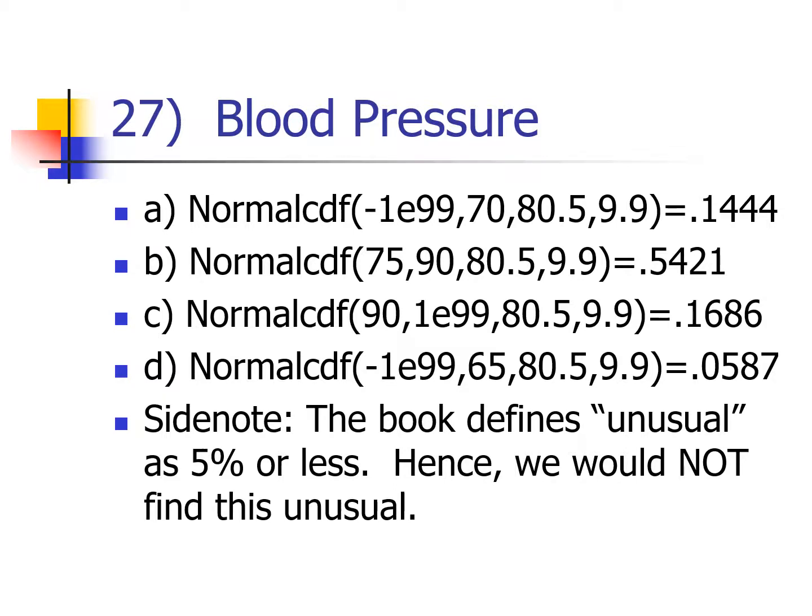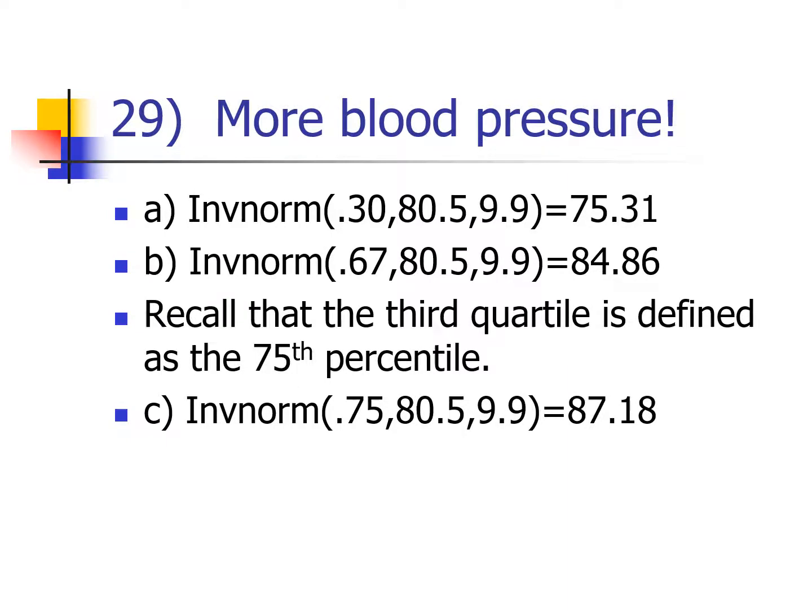Now also notice the book kind of skips things. Problem 27 is about blood pressure, but if you look through, problem 29 is also about blood pressure. So on the next slide I skip from 27 to 29, which seems a little weird, but it just keeps us within the same context, the same type of word problem. Yeah, there it is, 29, more blood pressure.